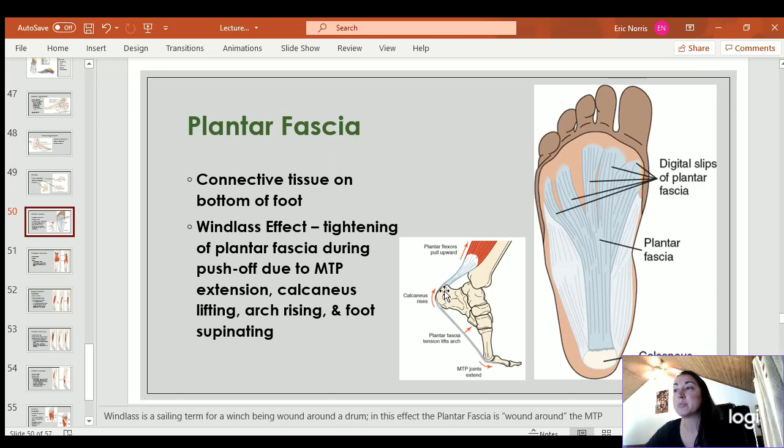So when you plantar flex and hyperextend the toes, it tightens the plantar fascia. Calcaneal lifting, arch rising, foot supinating, all those things put it in its most tight position and create kind of a lever to help you push through and perform push-off during the last portion of the stance phase of the gait cycle, before your leg comes up off the ground.